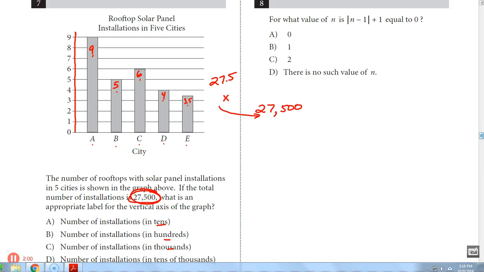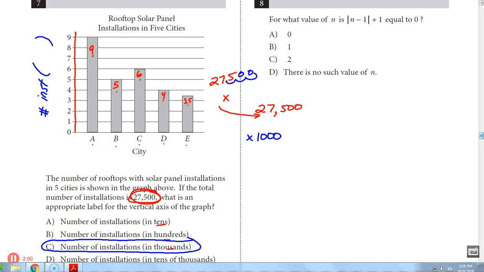27,500? I need to move the decimal 1, 2, 3 places to get 27,500. So 3 places means I have to multiply it by 1,000. So the correct answer here is going to be C. The number of installations should read in the thousands. Usually they'll write that over here to the side, where they'll say number of installations, and a lot of times they'll put thousands in parentheses. But this one was blank because they were asking you what should go there. So number 7 was C.